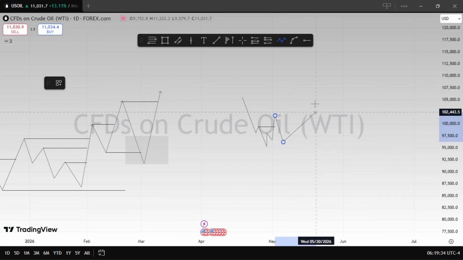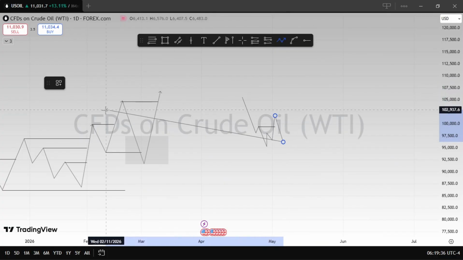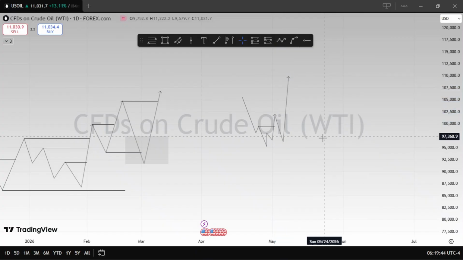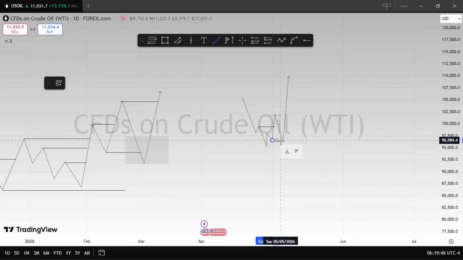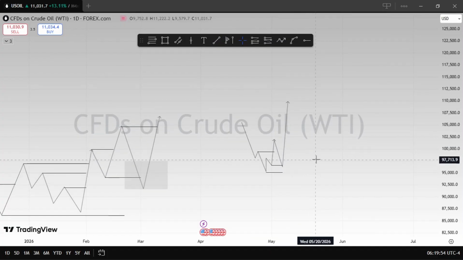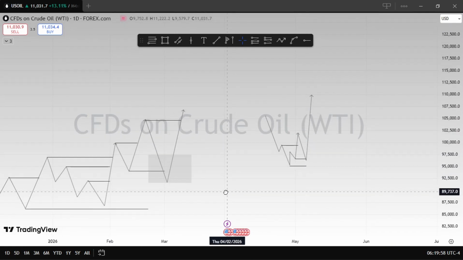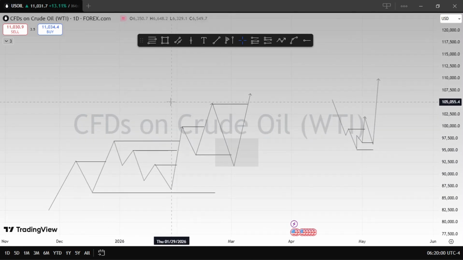Then my target will be the higher time frame structural high that was formed. That's where my target will be. So this will be my entry zone, and this is where my stop loss is going to be. So this is the textbook view of how inducement works.